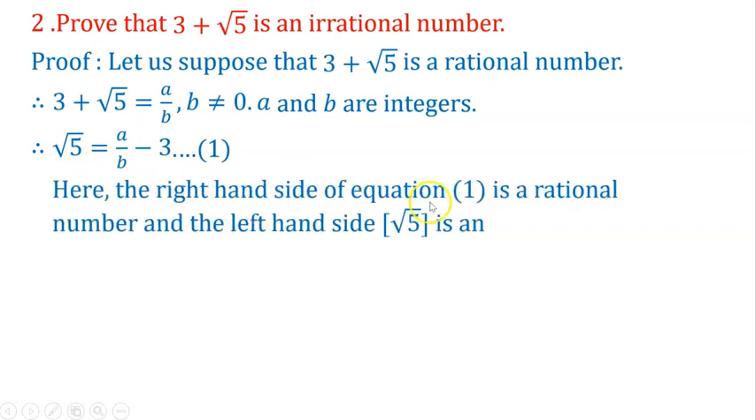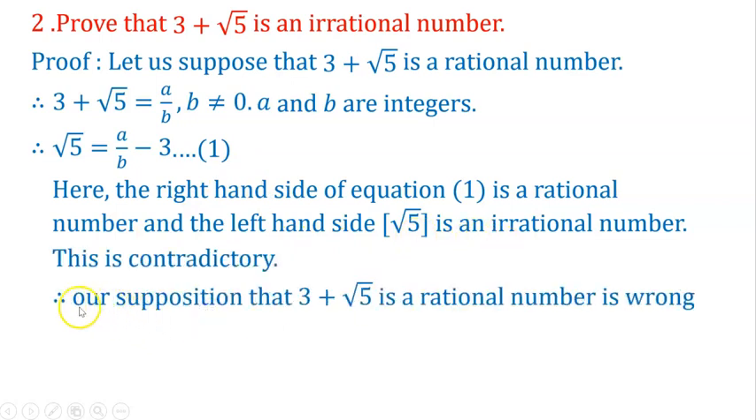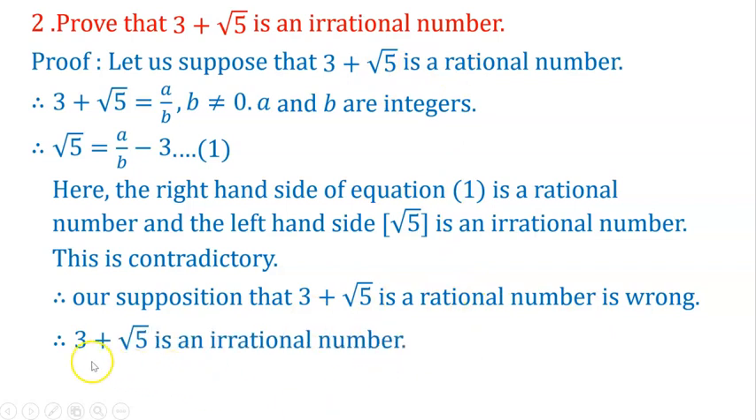Here the right hand side of the equation 1, that is a subtraction of two rational numbers, is a rational number. Overall this is a rational number, but the left hand side is an irrational number, and this is not possible. That is, the right hand side of the equation 1 is a rational number, and the left hand side, root 5, is an irrational number. This is a contradiction. Therefore our assumption that 3 plus root 5 is a rational number is wrong, and hence 3 plus root 5 is an irrational number.